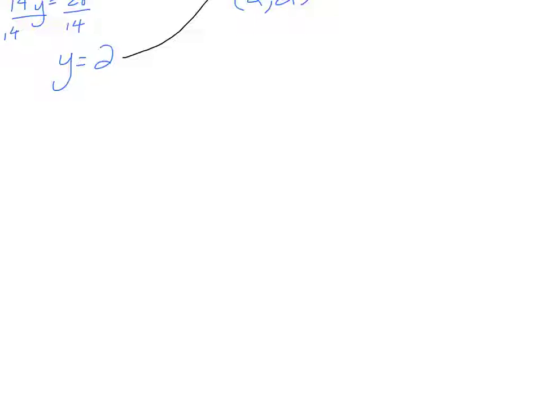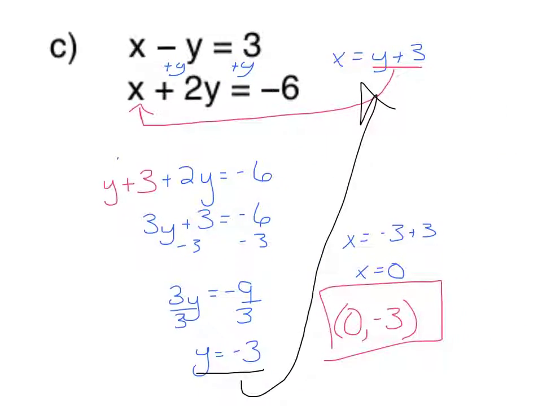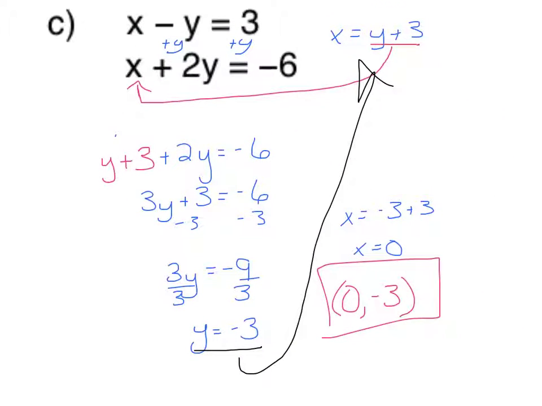Letter C looks more like example A. We're going to have to isolate a variable and then solve. When we do this, it doesn't matter because we have a coefficient right here. Coefficient's 1, negative 1, coefficient is 2. I simply chose to isolate the top x variable by adding y to the other side.